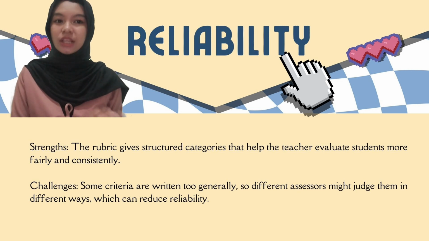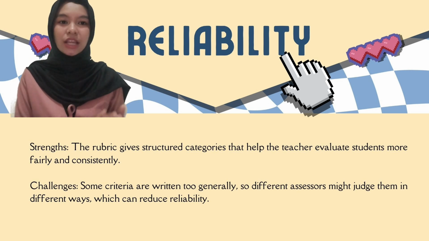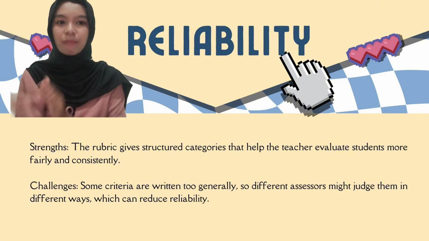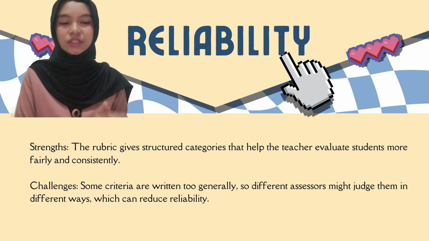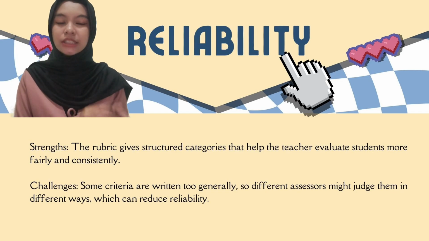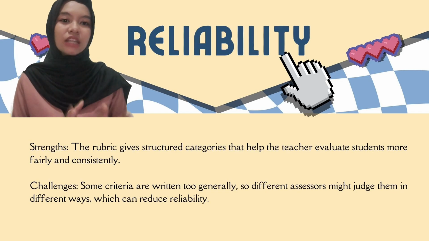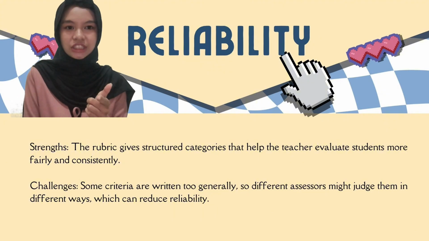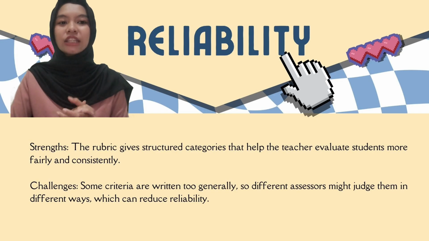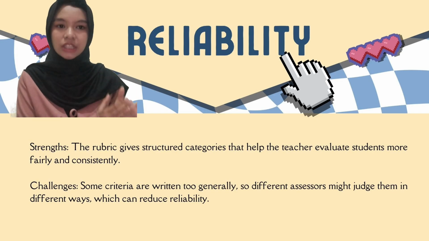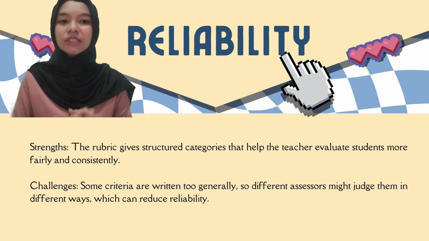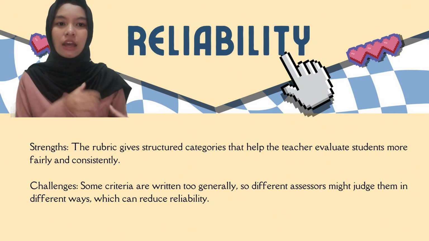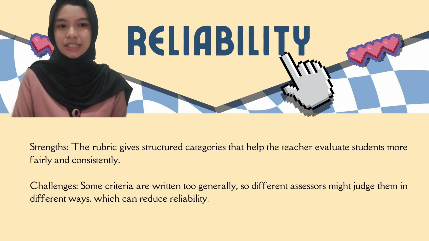Now I will discuss reliability in language assessment. Reliability means the consistency of results. If the same students repeat the task or another teacher scores it, the outcome should be similar. The strength of this task is that the rubric has clear categories like content, pronunciation, and presentation, which guide the teacher and reduce unfair judgment. The use of performance levels such as good or excellent also shows an effort to make scoring systematic.